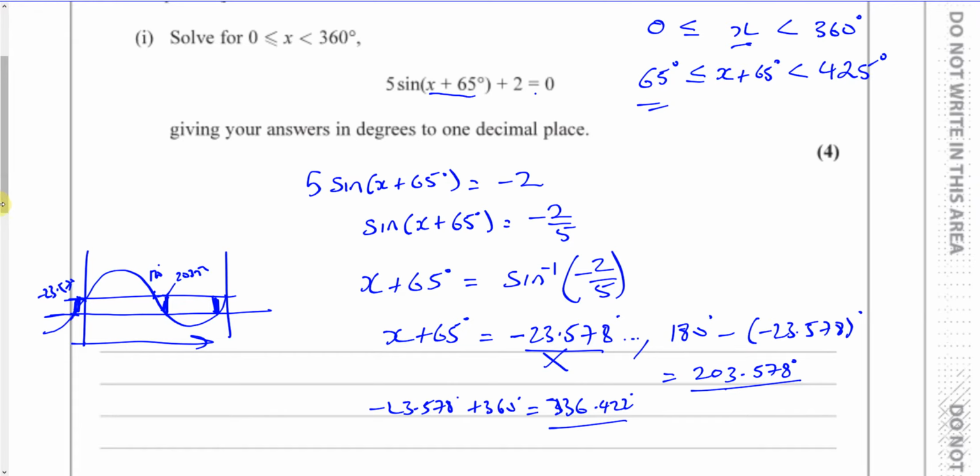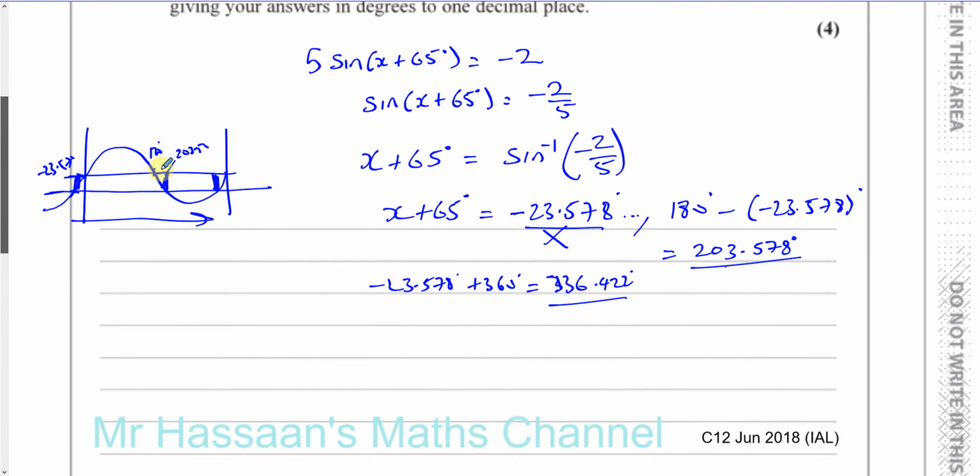So I have to now adjust because of the x plus 65. It's not x that is equal to 203.578, it's x plus 65, because we found the sine of this angle here. It's the sine of this angle x plus 65, which is minus 2/5. So x plus 65 is equal to 203.578, and also it's equal to 336.422. Those are the two angles that we need.